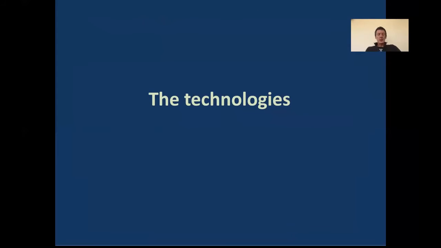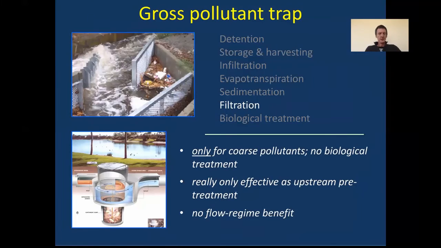So what sort of technologies might we think about using to put these principles and these treatment processes in place? Well, let's start with the ones that, from my point of view, are least interesting and perhaps least useful: the simple gross pollutant traps. I'm not arguing they're not necessary or useful in certain situations, but they're not very multi-purpose. They essentially just remove coarse pollutants.